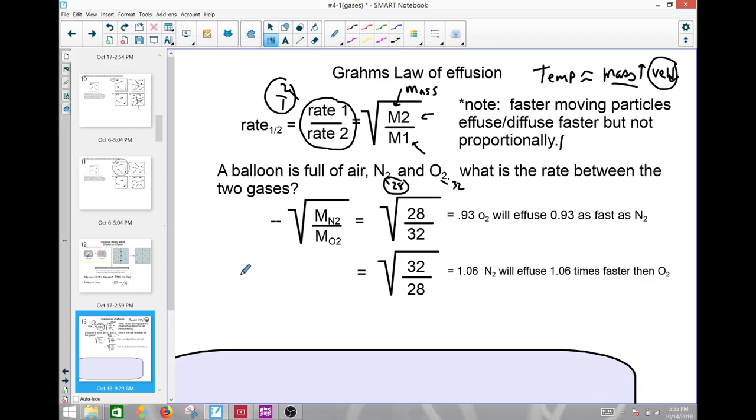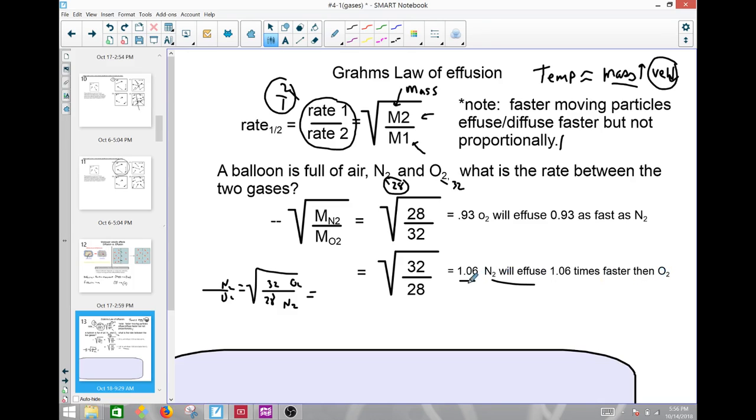So let's rearrange this. How many times faster is nitrogen going to effuse than oxygen? I want to know the ratio of nitrogen to oxygen. This is going to be equal to the square root of the molar mass of oxygen over the molar mass of nitrogen, because it's flipped top and bottom. This is going to be 32 over 28, and we can go ahead and solve it. You'll see the math is already here. So nitrogen will effuse 1.06 times faster than oxygen.